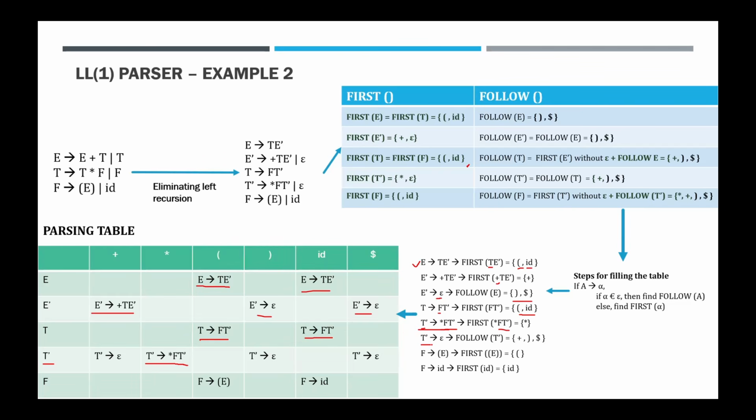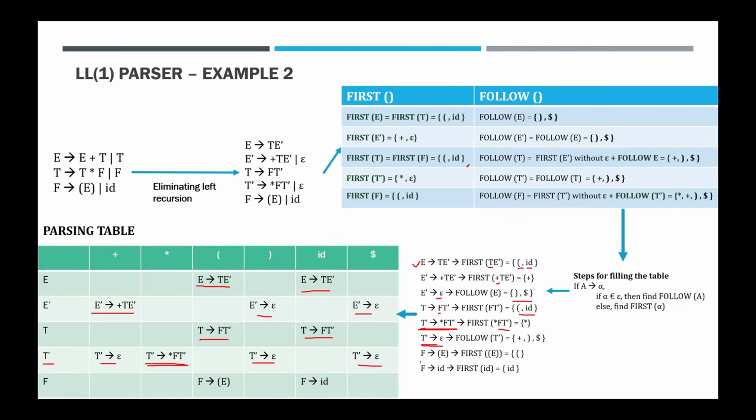The next production is T dash tends to star F T dash. So what is first of star F T dash? It is star. So include T dash tends to star F T dash in star. And then we have another production, T dash tends to epsilon. So where are we going to include this production? In follow of T dash. What is follow of T dash? Plus, close parenthesis and dollar. So include T dash tends to epsilon in all these terminal symbols.